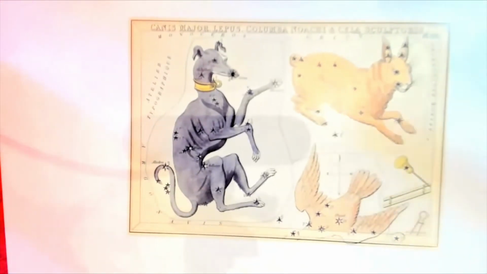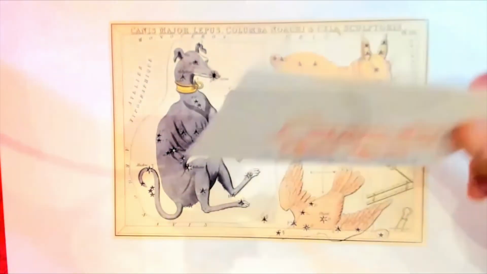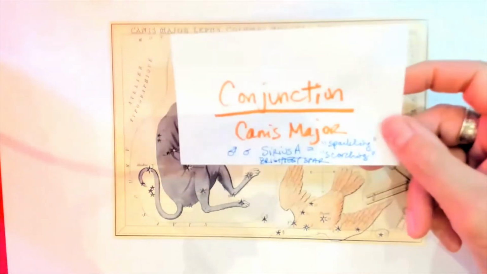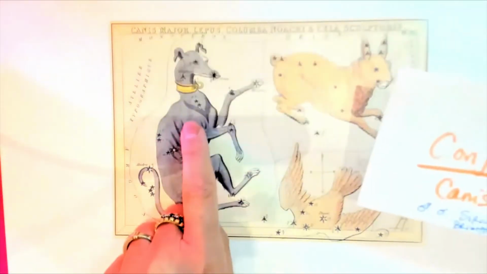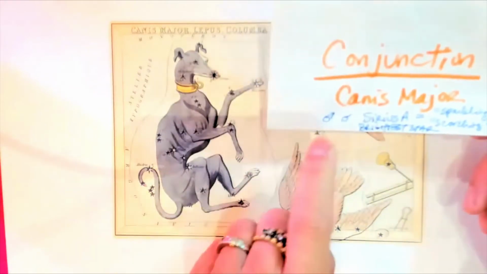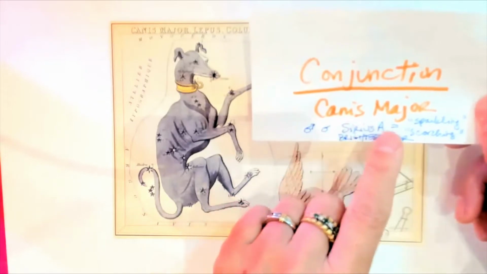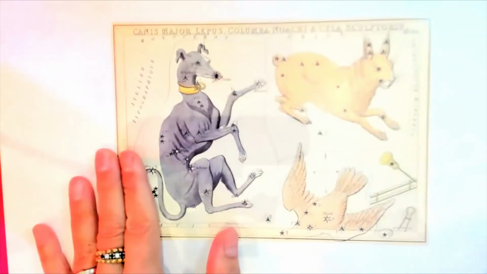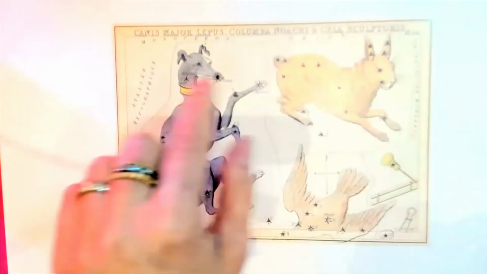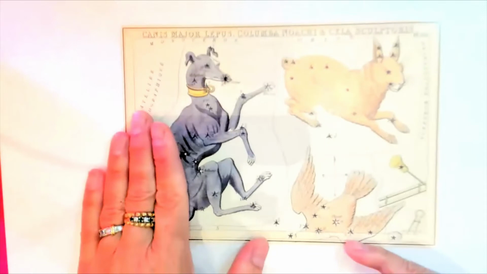So my old way of learning, I put these in my purse, so when I'm sitting at a traffic light, maybe I'll look. Conjunction, Canis Major, okay, the big dog. And then I just put a little footnote that my Mars is conjunct Sirius A. It's the tip of the dog's nose, okay? So he's chasing the rabbit, Lepus. But it's good for me to see in the stars, where is Canis Major?